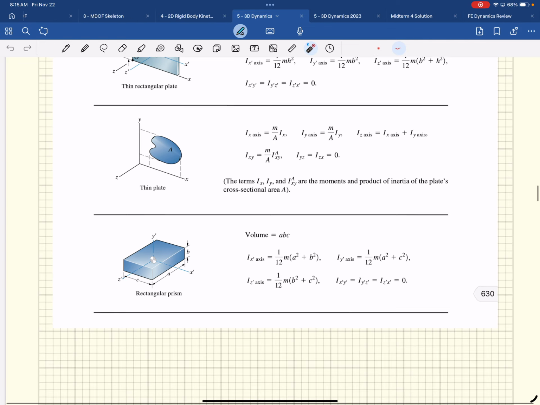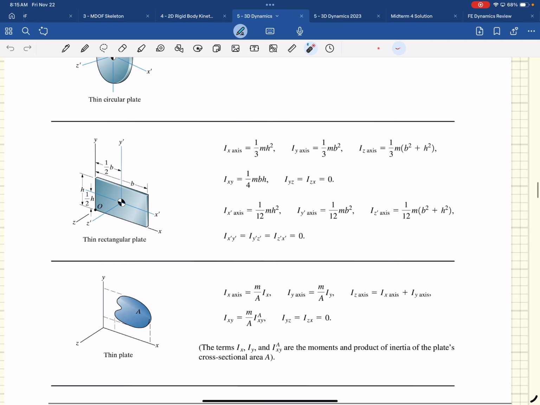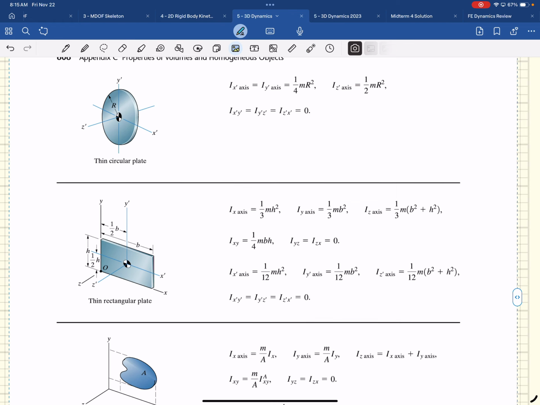The products of inertia, you notice if we have something that's very symmetric, like this plate here, and I'm looking about the very center of it, then I have symmetry about all my axes. What I mean by symmetry is if I cut it on the y prime z prime axis, there's a mirror on both sides.